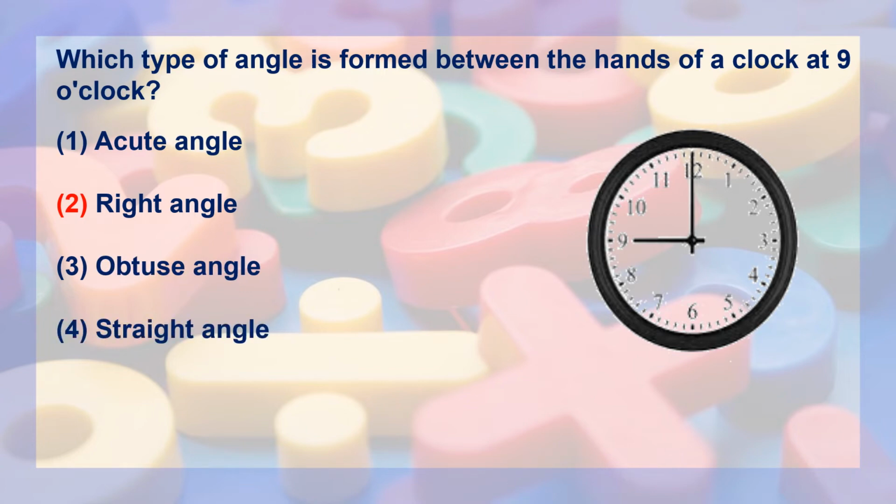So here you can see the angle formed between 9 and 12 is 90 degrees, right? So it is a right angle. Clear? Everybody can see that if it is exactly 9 o'clock, it is forming a right angle, that is 90 degrees.